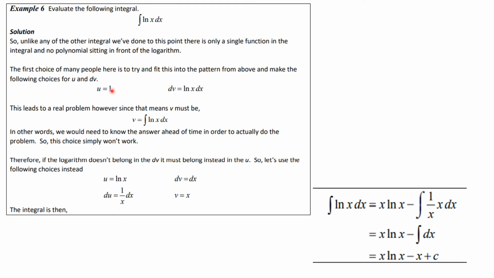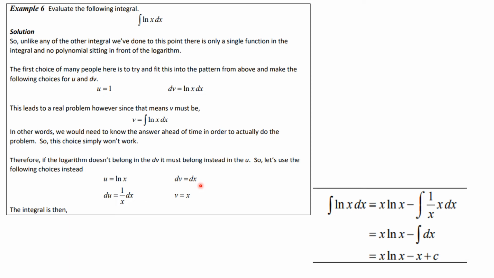Now, if you tried this one saying, well, I'm going to let u be 1 and dv be everything there, you end up with the same problem that you started with, and you don't know how to find that antiderivative. So we have to do this one the other way, or at least we'll try that, and this will work. We don't crash and burn this way. We let u equal the natural logarithm of x, and we let dv equal dx.